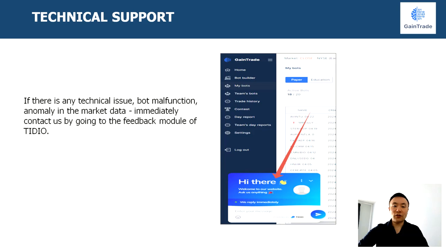As well, we mentioned this before, if there's any technical issue, maybe there's a bot malfunction or anomaly in the market data, please immediately write to the feedback module of Tidio. As well, our program contains a live chat column that will allow you to immediately contact our support team, where you can find out all the problems related to the program and trading in general.